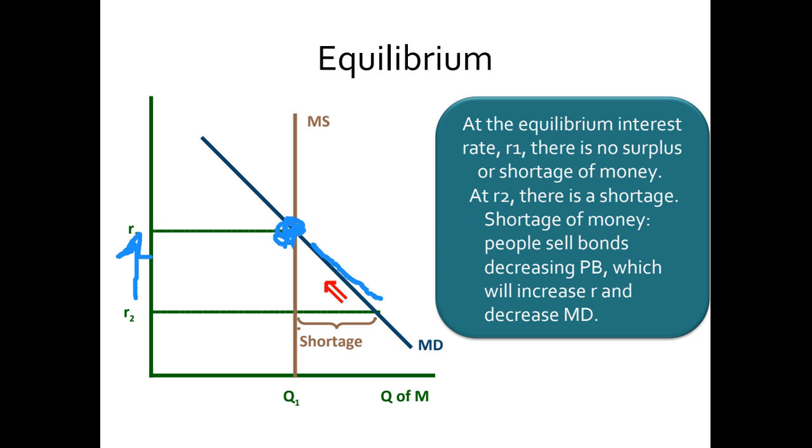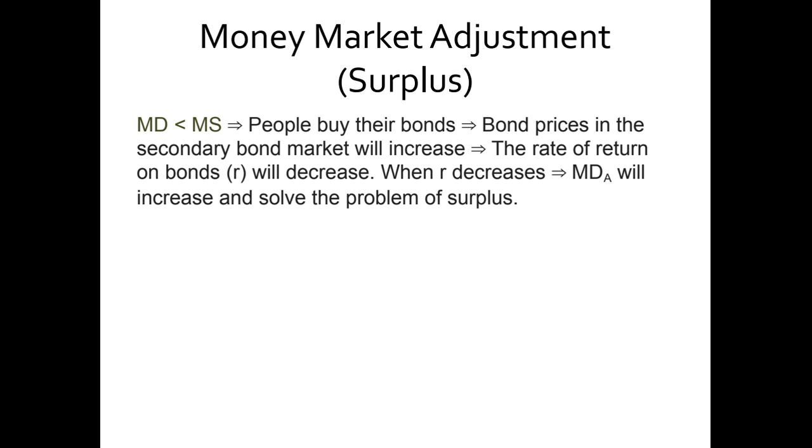For surplus, exactly the opposite case. For surplus, money demand is less than money supply. People buy bonds. Why? Because they have more money. Bond prices in the secondary bond market will increase because everyone is demanding bonds, trying to buy bonds. The rate of return on bonds will decrease because they are inversely related. When the rate of interest decreases, asset demand for money will increase because there's a downward sloping demand curve, and solve the problem of surplus like this.